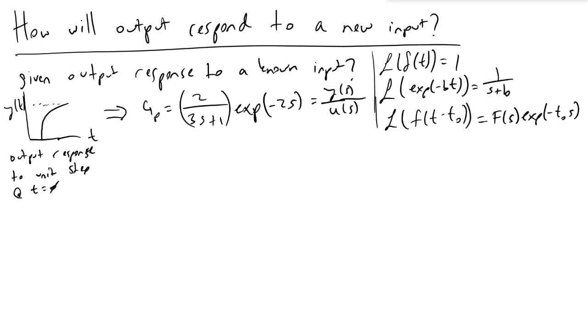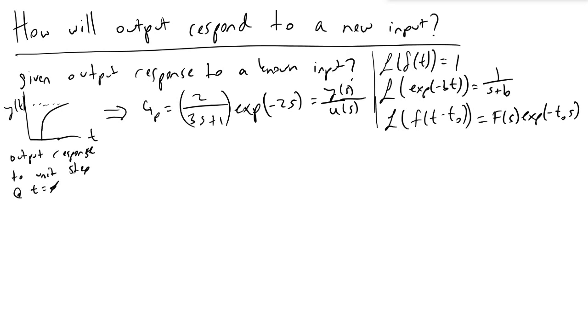And so what I'm going to do in this video is go over how, if we know GP, we can determine what y of t is, the output response in the time domain to a new input. And this is very useful for process engineers because we're not going to know what kind of inputs are out there, but we can always simulate them with our transfer functions.